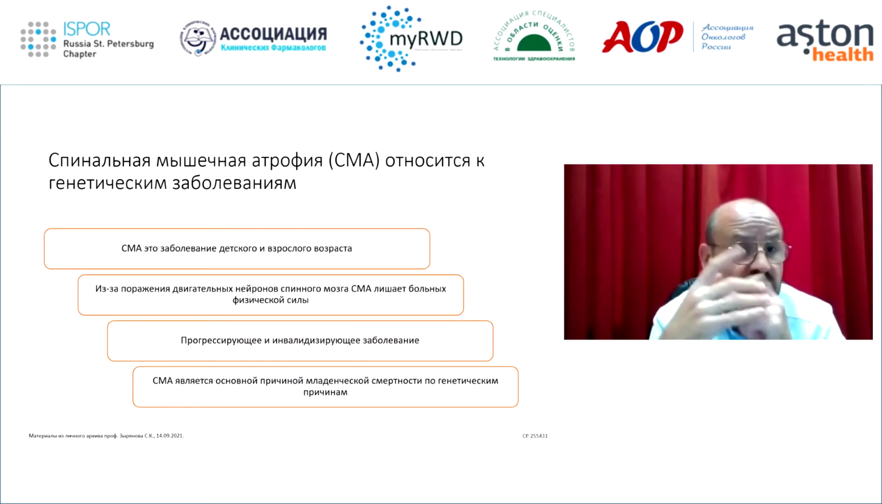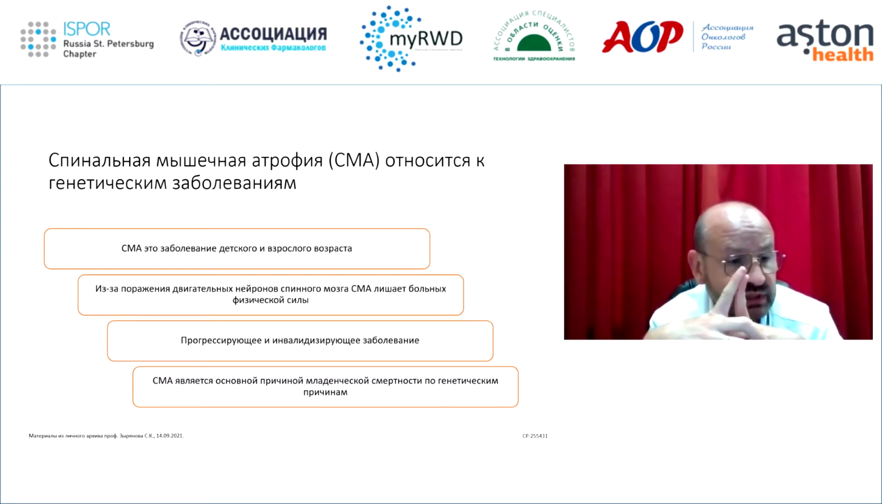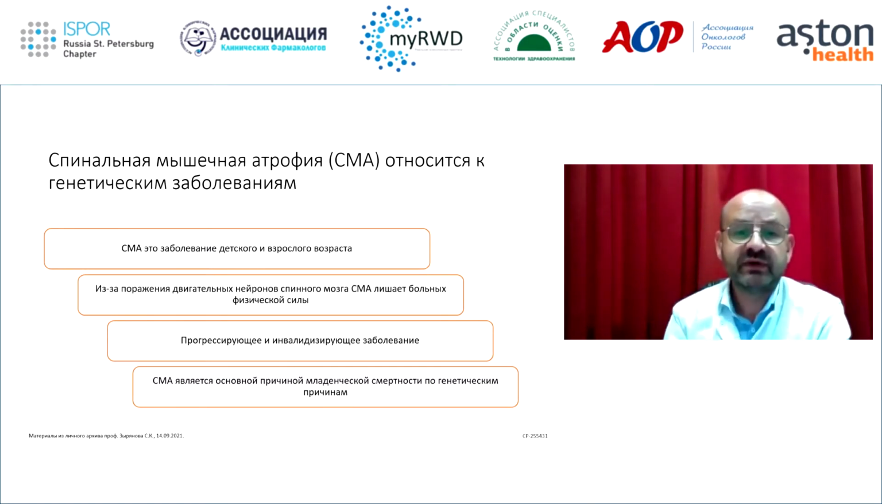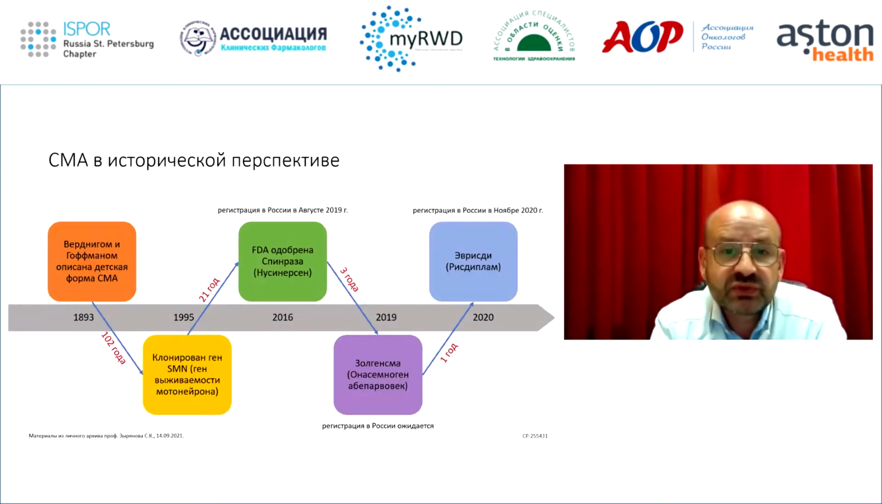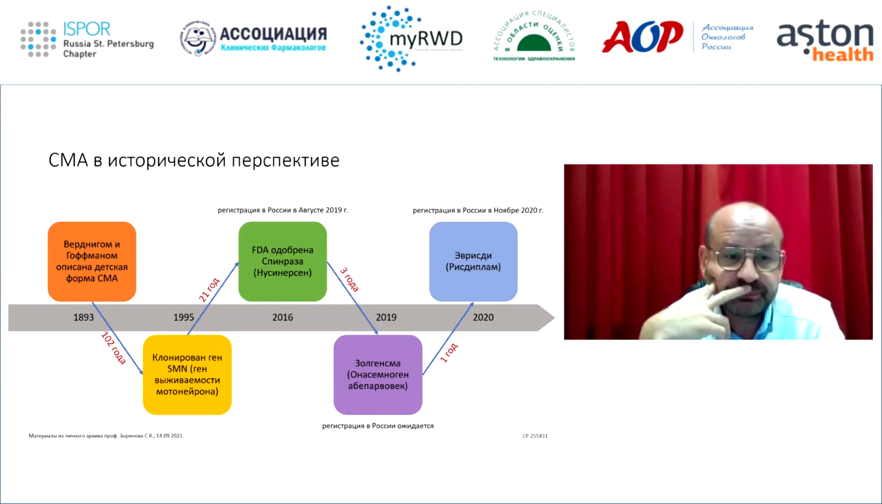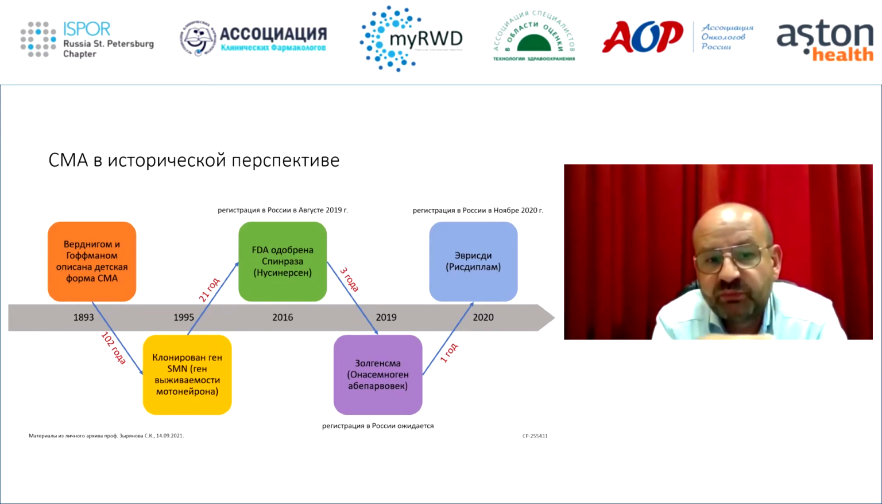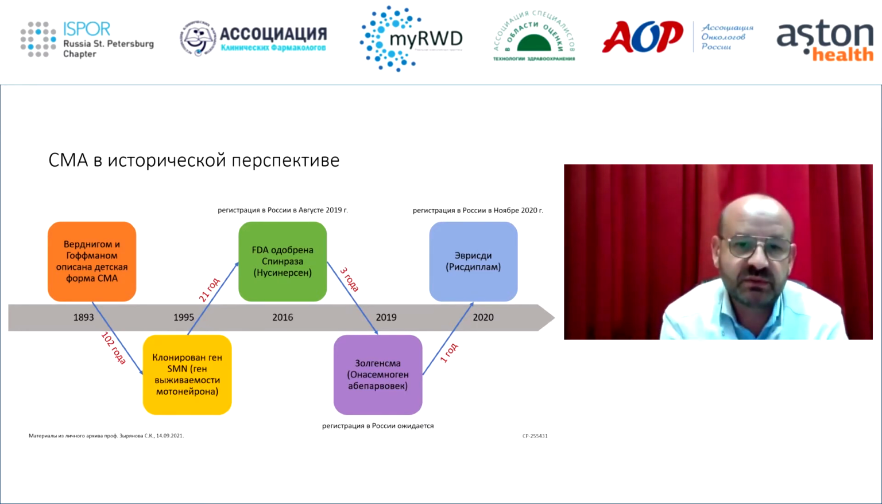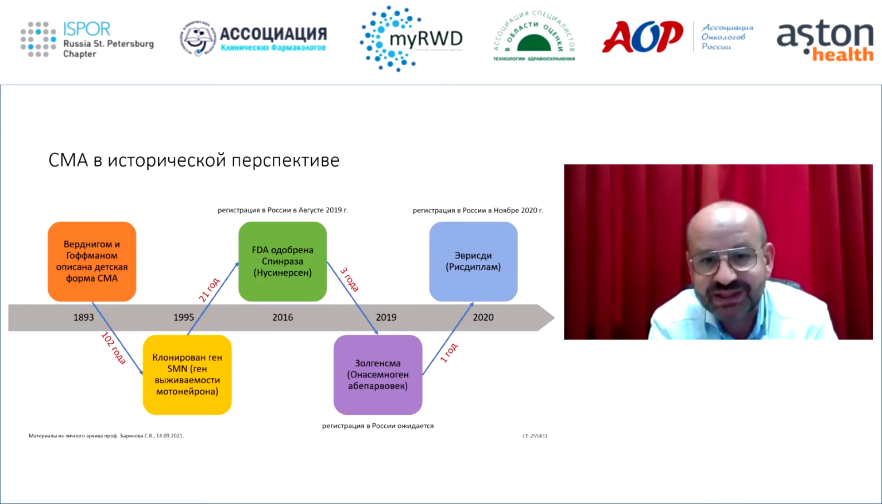So most of the patients have a dramatic outcome, but we understand that SMA is not just a childhood disease, but also a disease of adults. In fact, spinal muscular atrophy was described more than 100 years ago for the first time, and as for the reason for the development of this disease, we realized that it was due to the SMN gene.